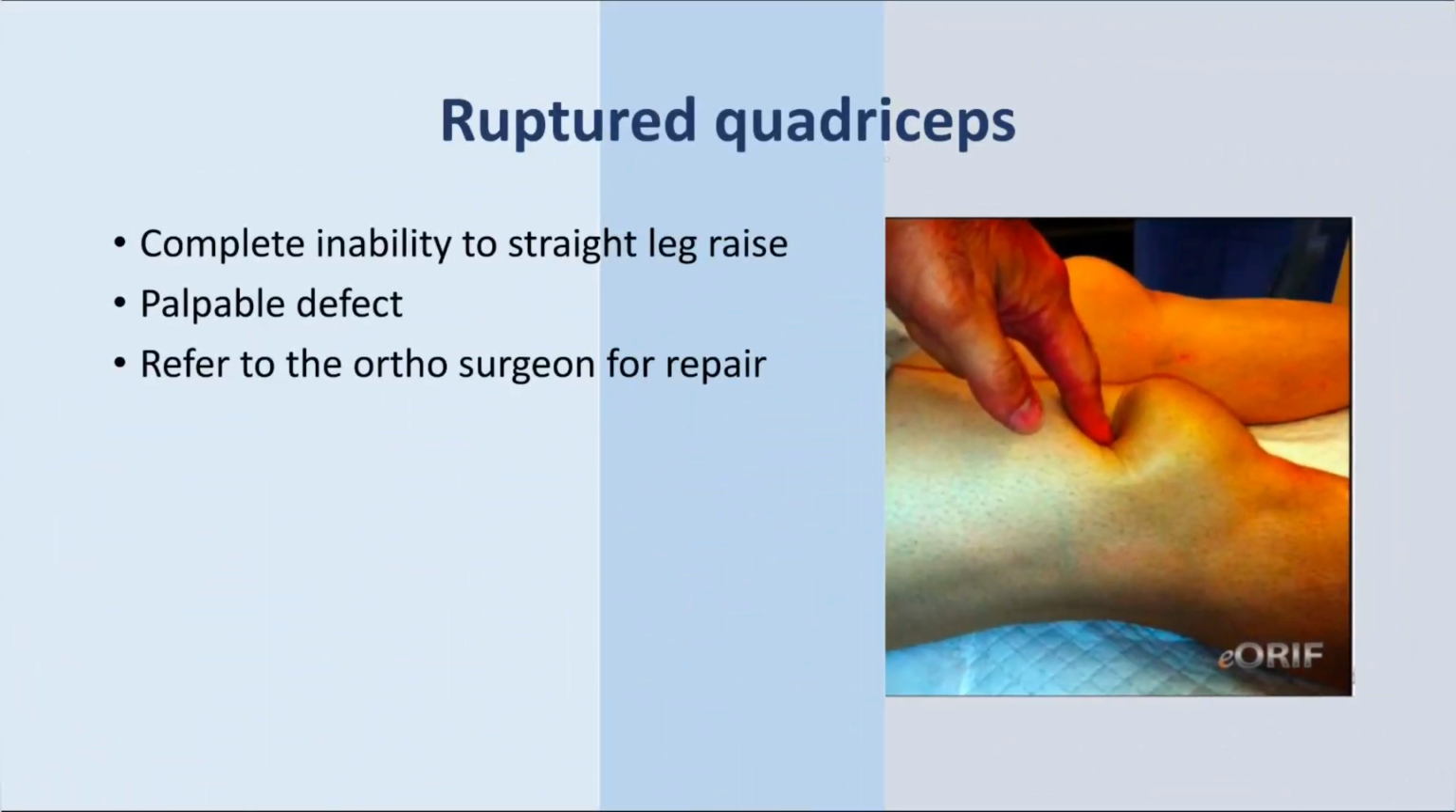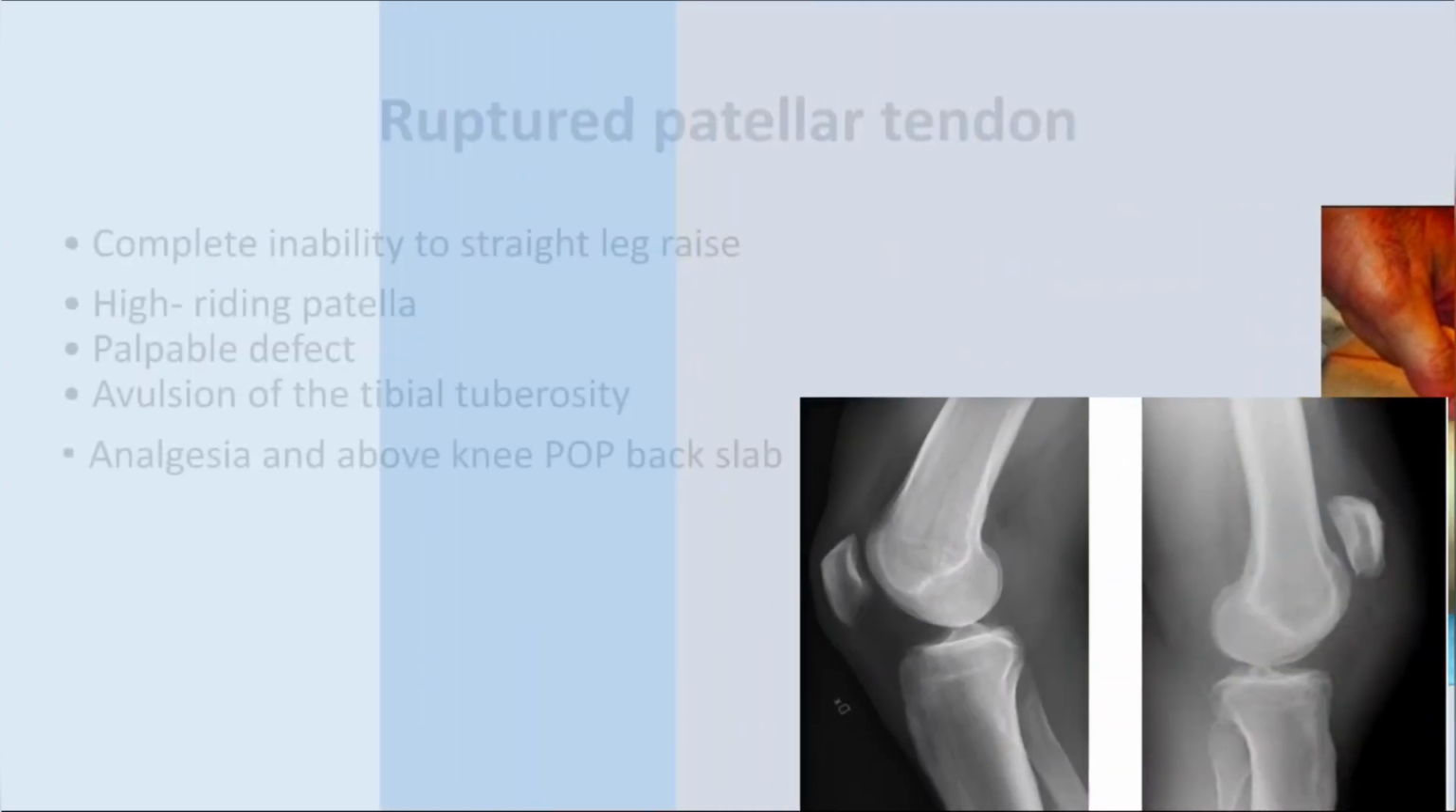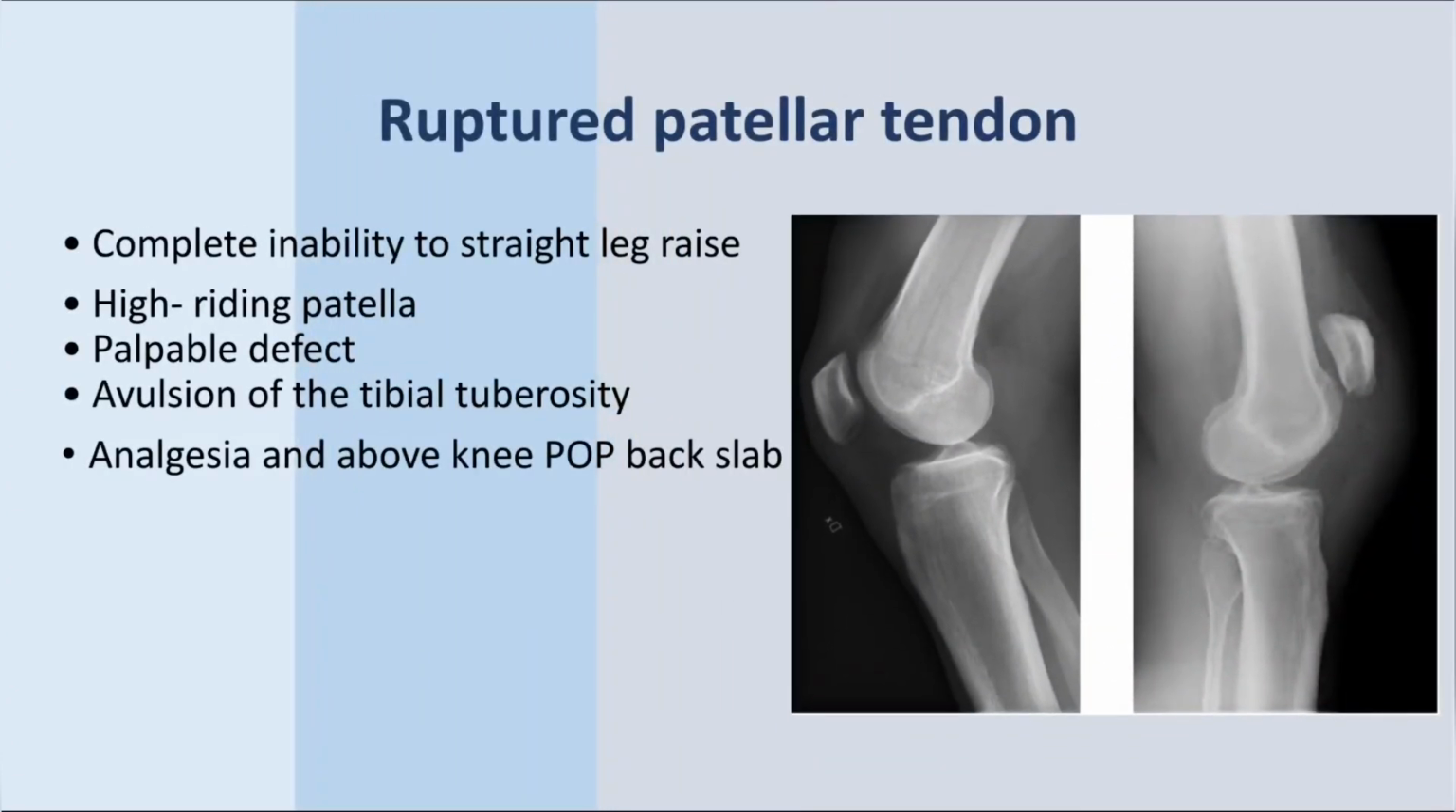Ruptured quadriceps. Rupture of the quadriceps muscle could happen. There is complete inability to straighten the leg. There is a palpable defect here. This needs a strong mechanism of injury. Refer to the orthopedic team.